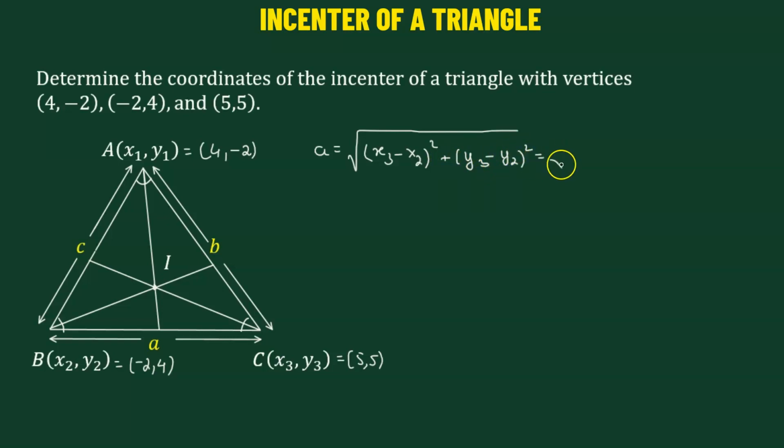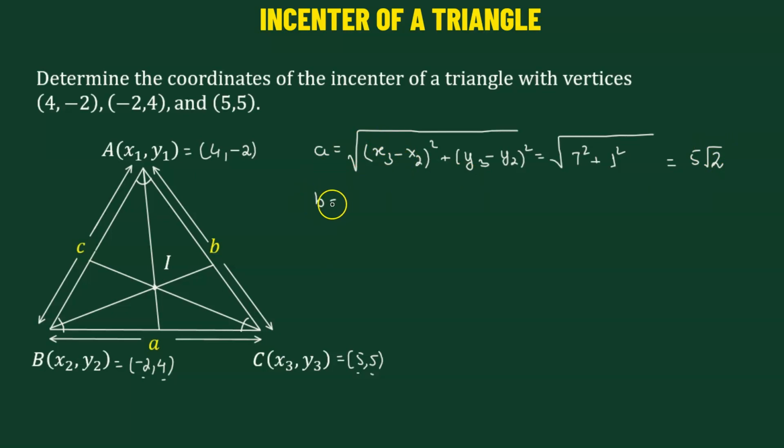So let's compute this value. We have square root of, so what's x3 minus x2? Here we have 5, and from it we're going to subtract -2. So that's going to be +7 squared. Added to, next we need y3 minus y2. So that's 5 minus 4, that's going to be 1. So we need 1 squared. So 7 squared is 49. Added to 1, that's going to be 50. So we have square root of 50, which is simply 5 times square root of 2. So that's the length of side a.